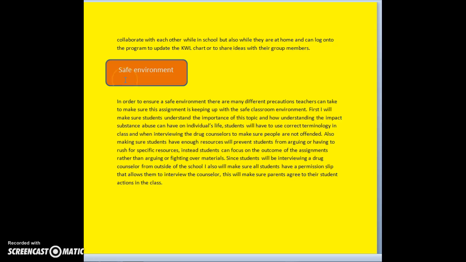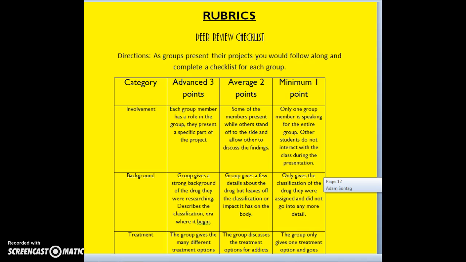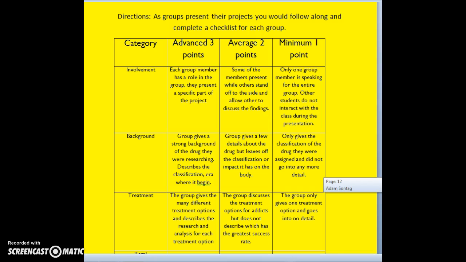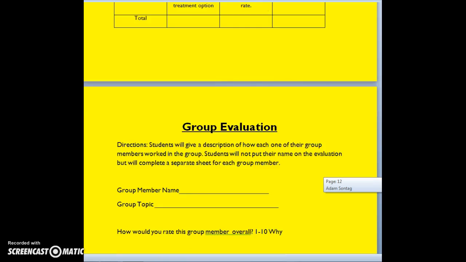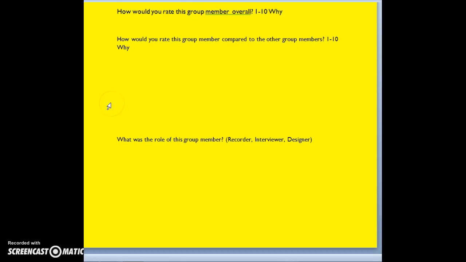This is what is going to be going on in this lesson. And then here at the end, we have the different rubrics that students will need to fill out. You have your peer review as they're listening to the groups, and then group evaluation. And they're going to evaluate each group member without putting their names. So it's an anonymous evaluation, but just to see how the group members work together.